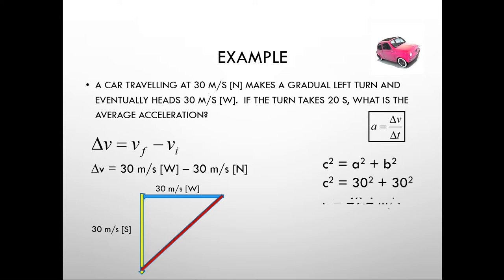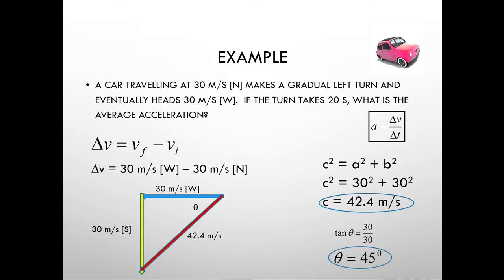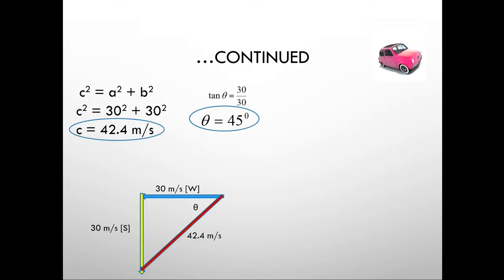And we can solve this with Pythagoras, plugging everything in. We'll find that the resulting vector is 42.4 meters per second. Then we just need to again find that angle, and we can quite easily see that this is a 45-degree triangle, or you could use inverse tan 30 over 30, and you'll get 45 degrees.